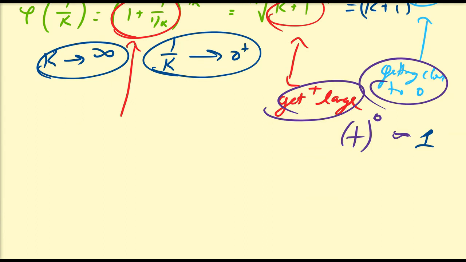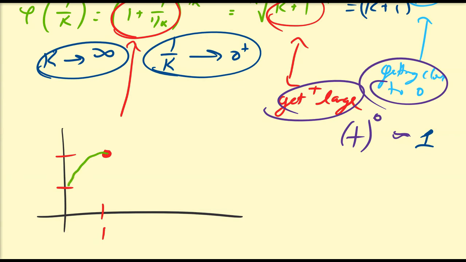So let's sketch out what we know so far. We know that when x is equal to 1, we got 2, right? And as x gets close to 0 from the right-hand side, it's going to get close to 1 but not touch it. So this is the graph of the function on the interval from 0 to 1.